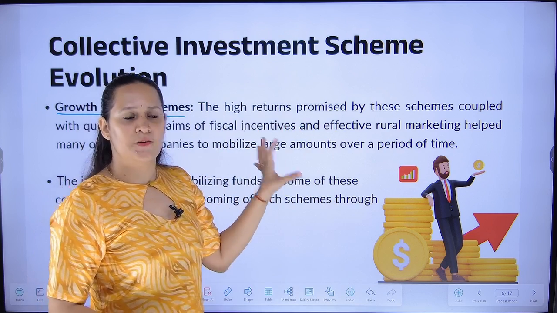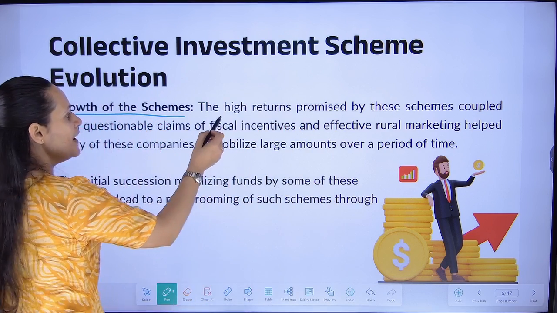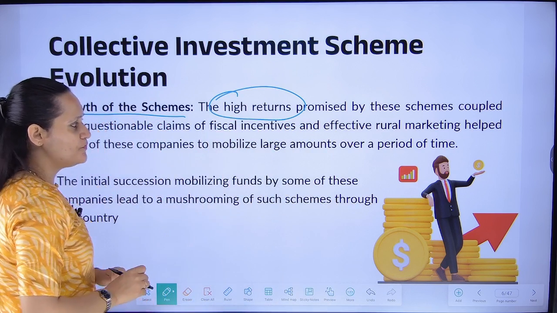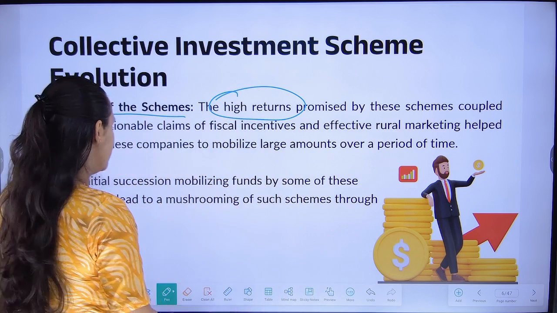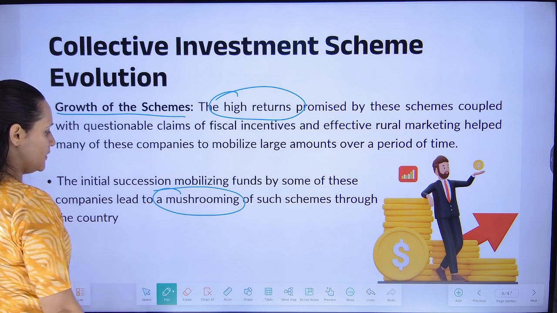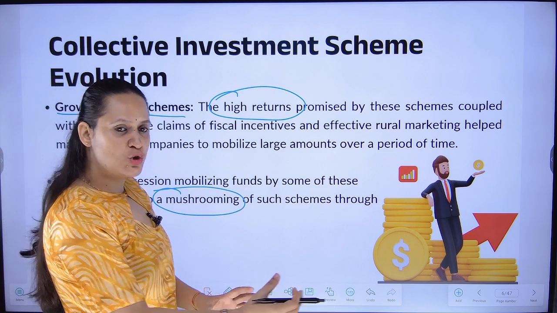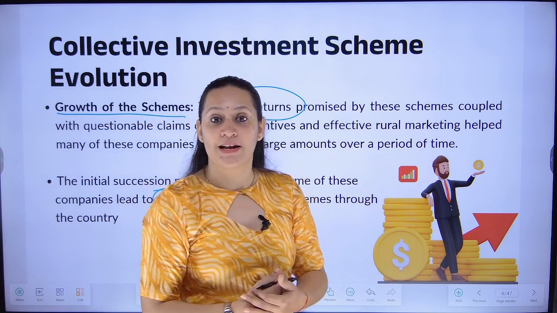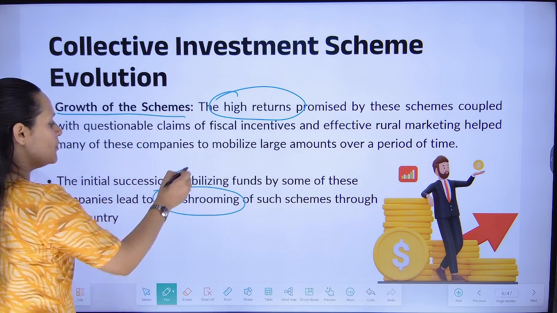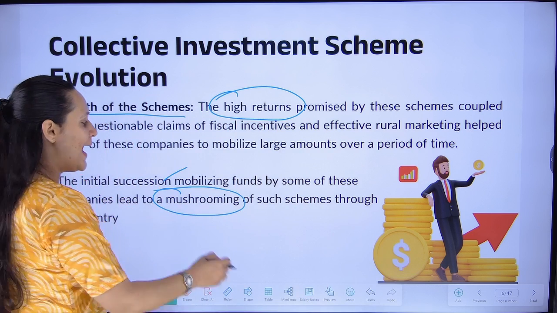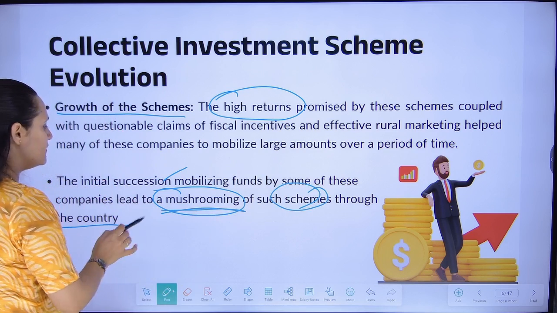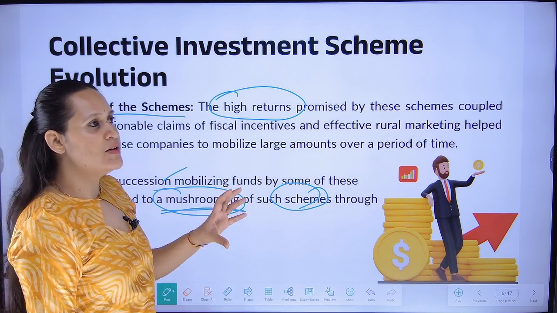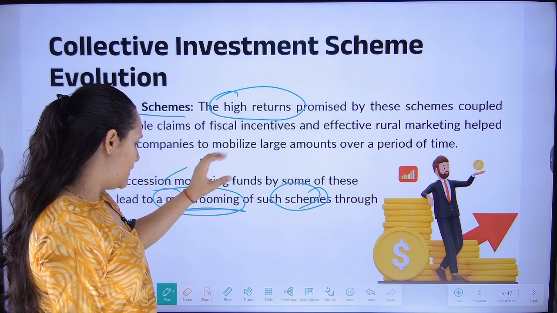The same thing happened with this particular industry, where they promised high returns. One scheme succeeded, and n number of other schemes started mushrooming. What is mushrooming? If one mushroom is there, other mushrooms will automatically grow. The same thing happened. One particular scheme succeeded, and n number of other people started mushrooming the same scheme in the country.